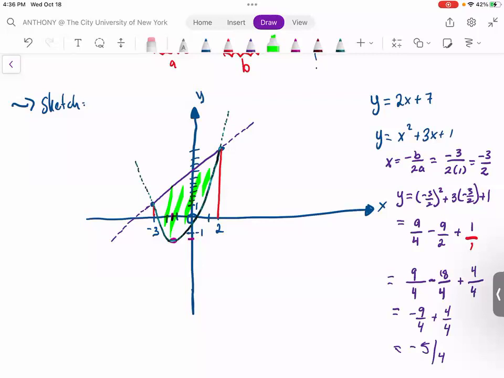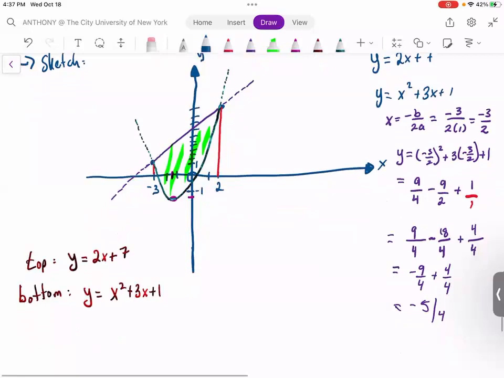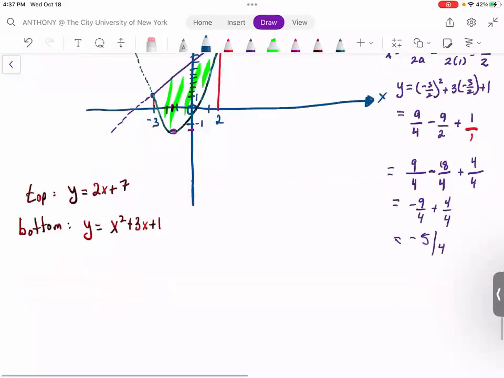All right, so from our graph, you can identify now the top and bottom function. What's your top function? Say again? That's right. So from this graph, you can see that the top is y equals 2x plus 7, and then the bottom is y equals x squared plus 3x plus 1. All right, so we did our sketch. Now you can proceed with setting up the integral and then computing your area.